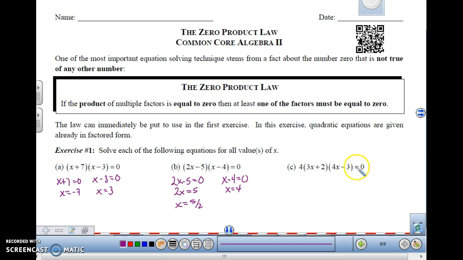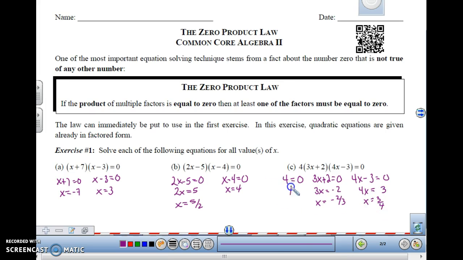All right, now what if this is factored? 4 times 3x plus 2 times 4x minus 3 equals 0. If we set each of the factors equal to 0, we have 4 equals 0, 3x plus 2 equals 0, 4x minus 3 equals 0. Now these two look like what we've just been doing. We get 3x equals negative 2, so x is equal to negative 2/3. This one is 4x is equal to 3, and then x is going to equal 3/4.